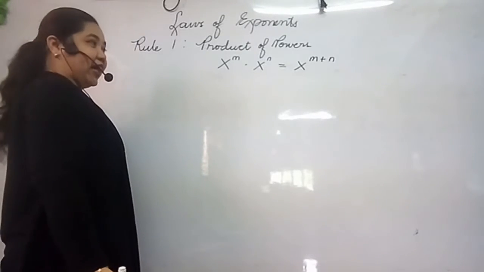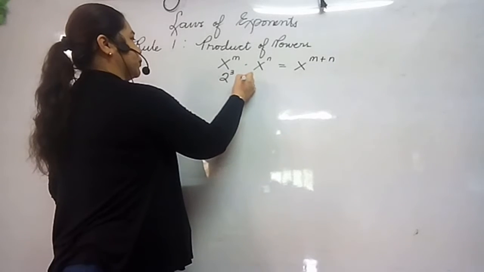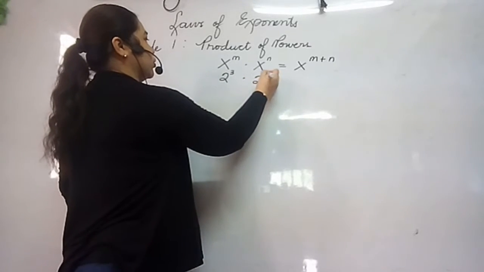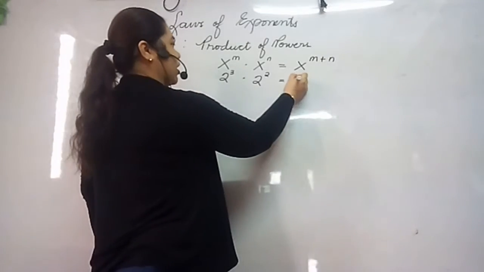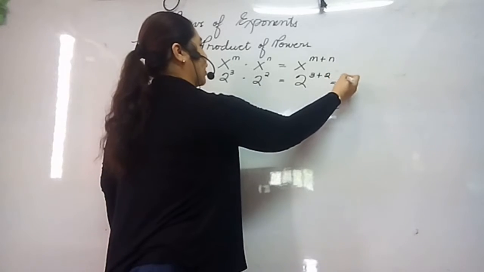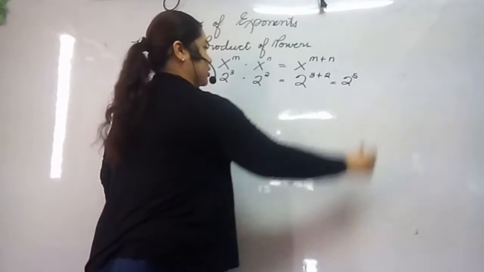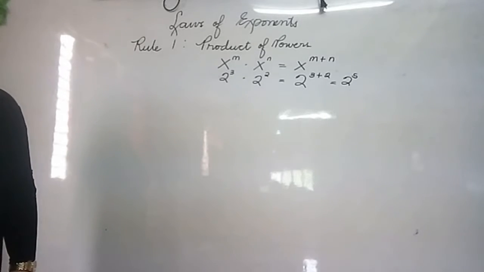So, example, 2 cubed times 2 squared. What will you do? 2 raised to 3 plus 2 is equal to 2 raised to the 5th power. Okay? Got it?